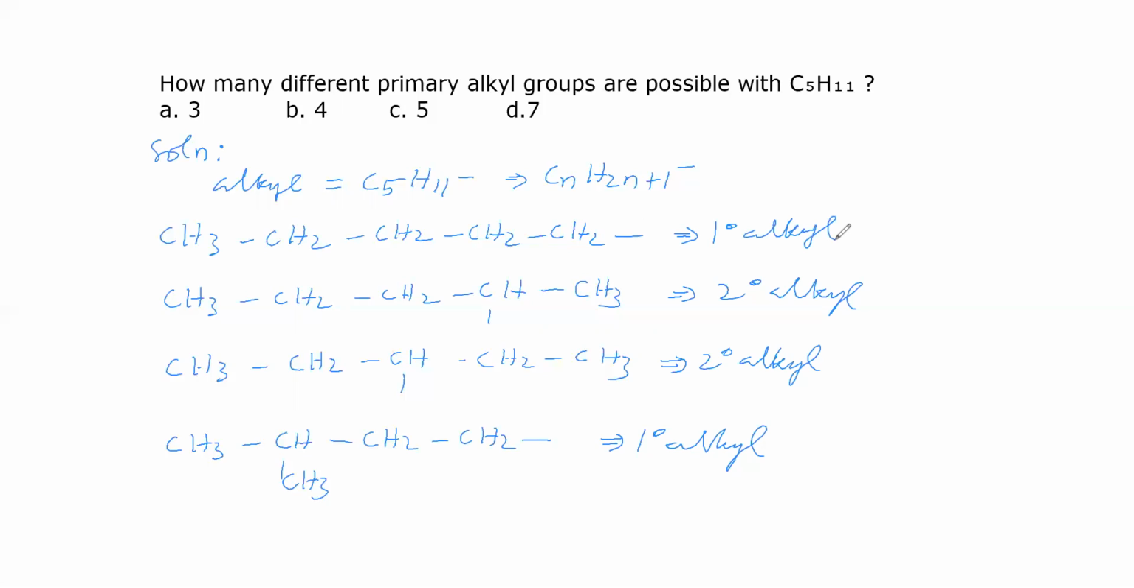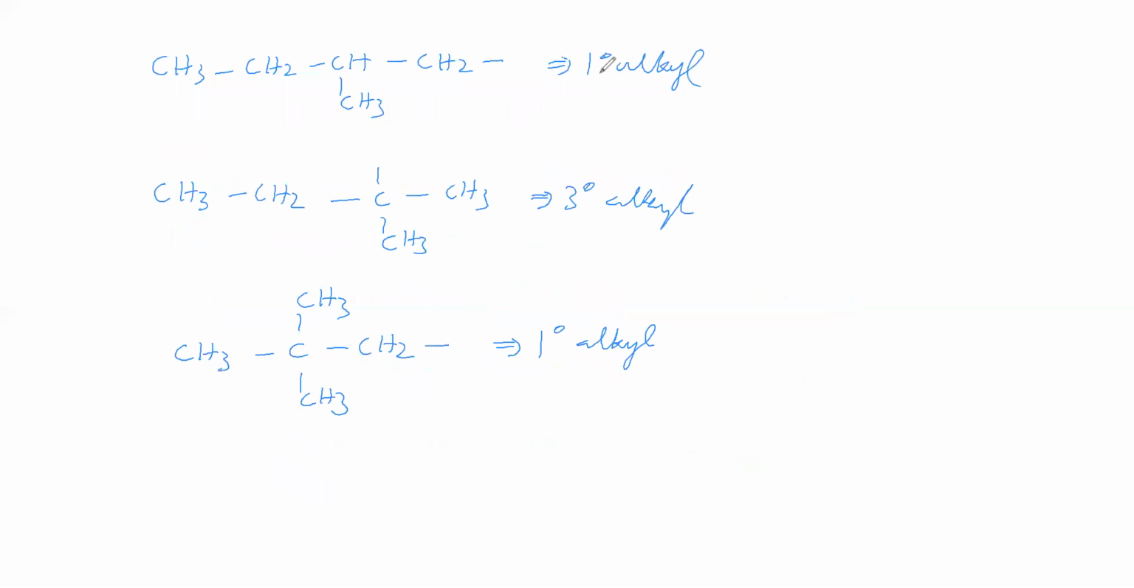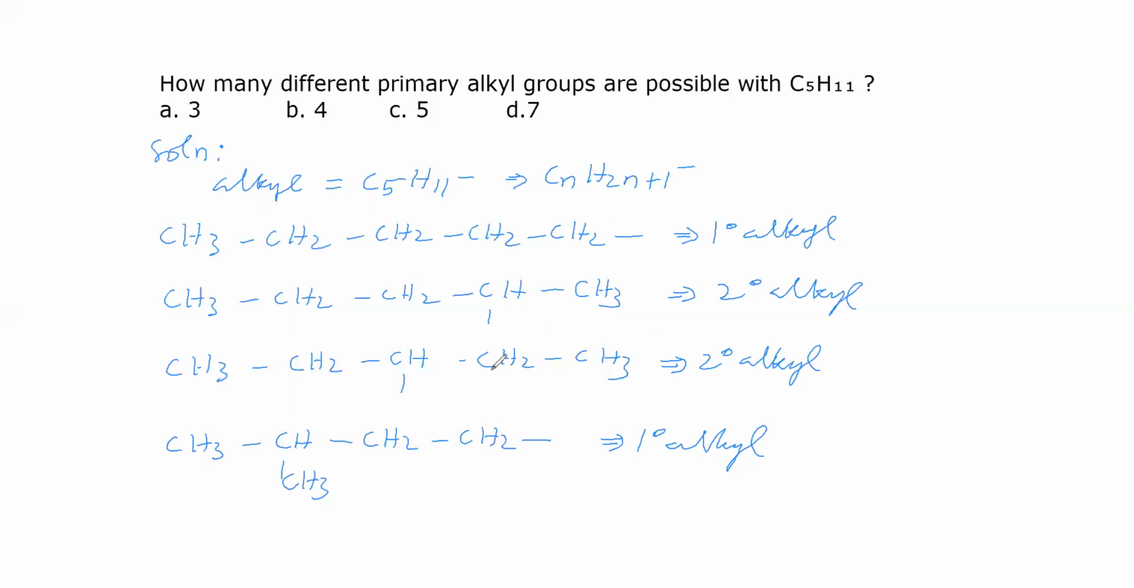Now let us see how many primary alkyl groups there are. Here one possibility, second possibility, next a third possibility, and a fourth possibility. So the number of primary alkyl groups is 4. Therefore, the answer for this question is option B.